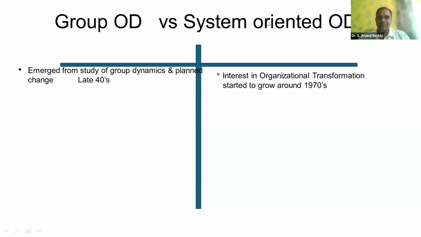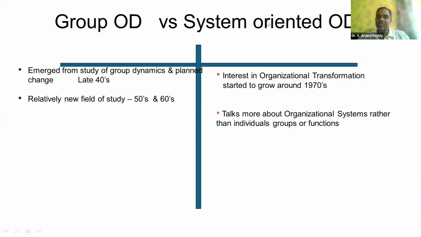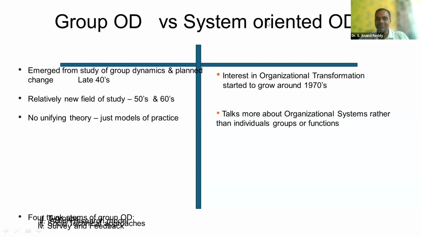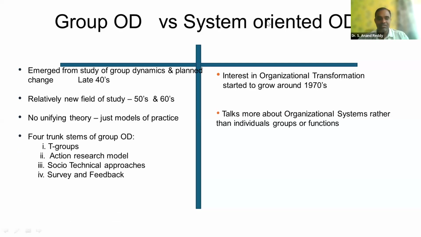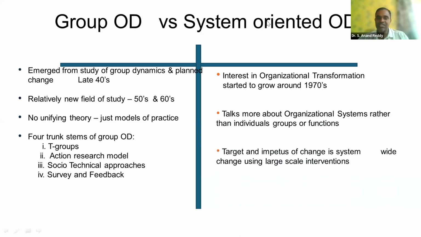Group OD emerged from group dynamics and plant changes, maybe in the late 40s. Interest in organizational transformation started in the 70s. It is a relatively new field of study, from the 50s and 60s, which speaks about organizational systems rather than individual groups and functions. Then these are known as models of practice, and the fourth trunk stems from group OD, T groups. I'm sure most of you have heard about action research models, socio-technical approach, surveys and feedback. These are the methods that were used. Whereas for system OD, the target and impetus of change is system-wide change using large-scale interventions. So this is the difference between these two.